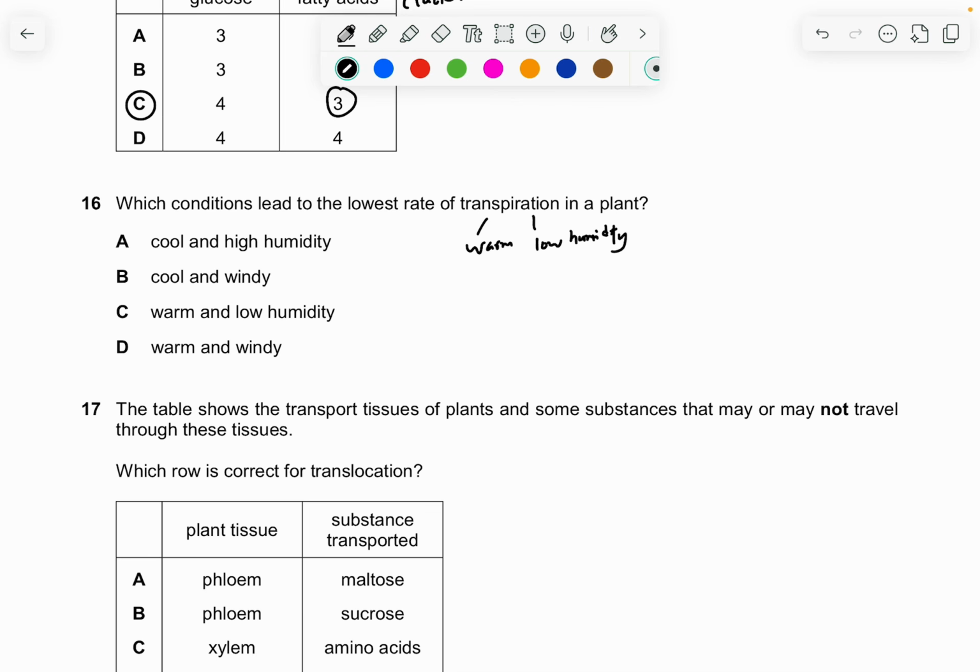Okay, so obviously the other way around, if you want to make it the lowest rate, then it will be cool and also high humidity. Alright, so the answer is A.